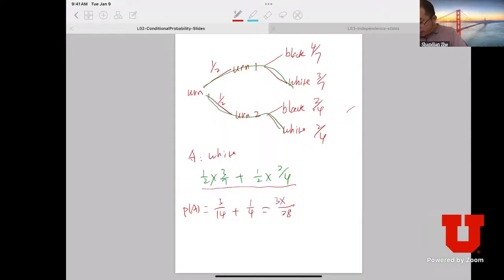3 times 2, right? That represents 3/14. And this one is 1 times 7, and eventually is 13/28, right? It's just like, you know, high school... no, it's K8 math, right? So we got our marginal probability of A is 13 over 28.